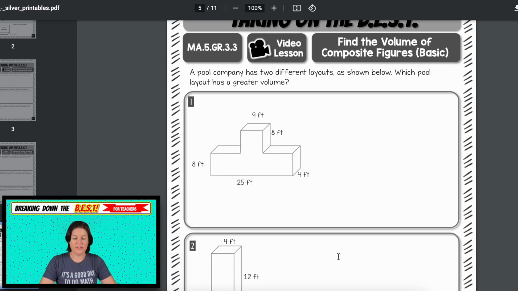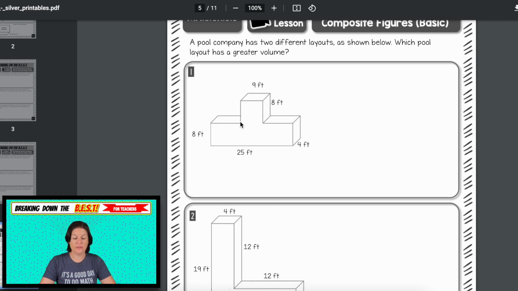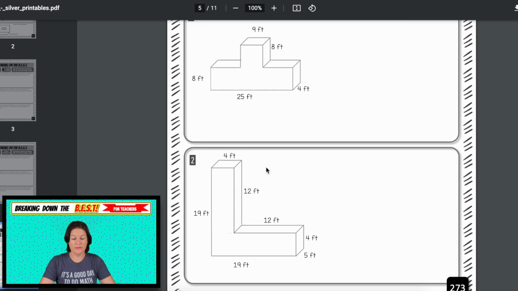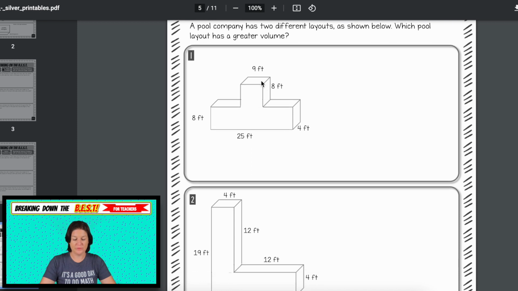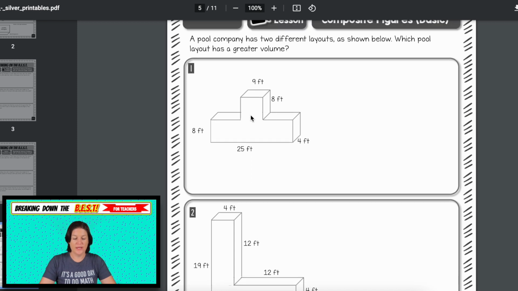The third video lesson has our composite figures. So this is where we need to break down our figures into 2 different rectangular prisms, or more depending on the task. For these, we would be breaking it down into 2. These are a little more basic because all of the edge lengths have been provided, and you don't really have to do a lot of manipulation.